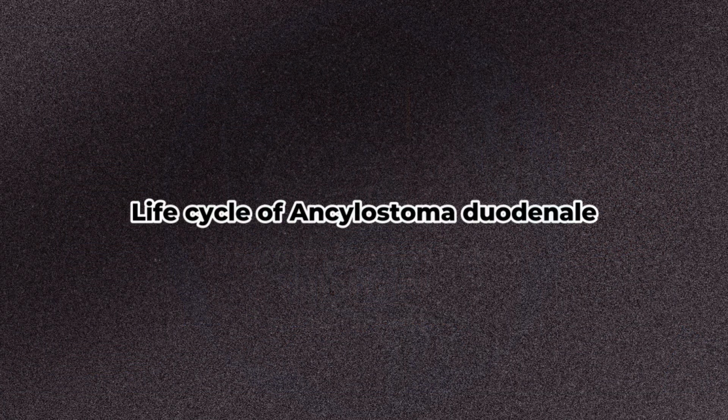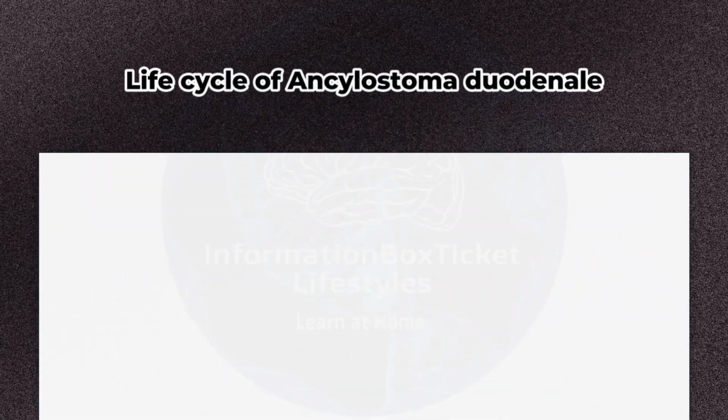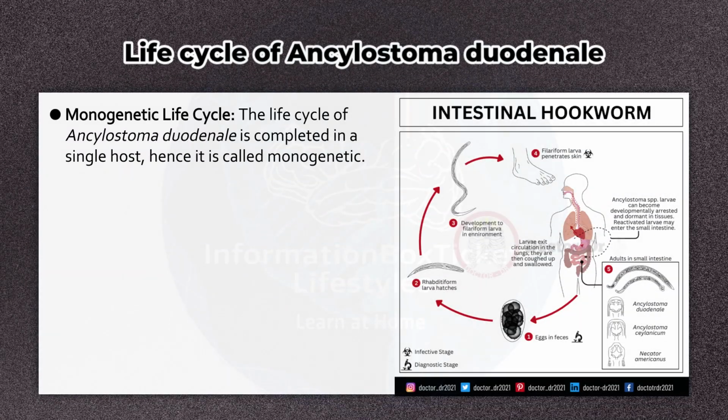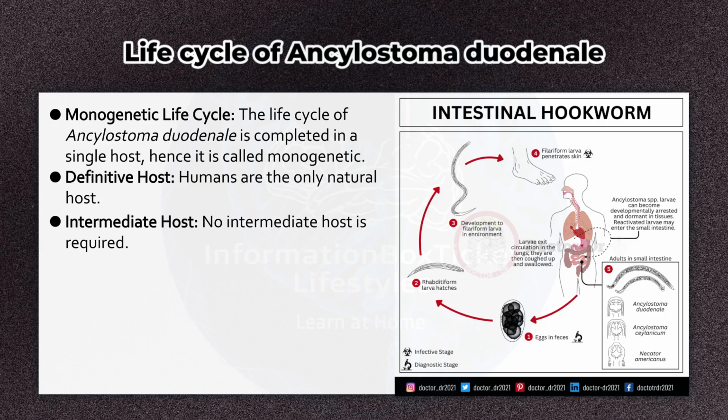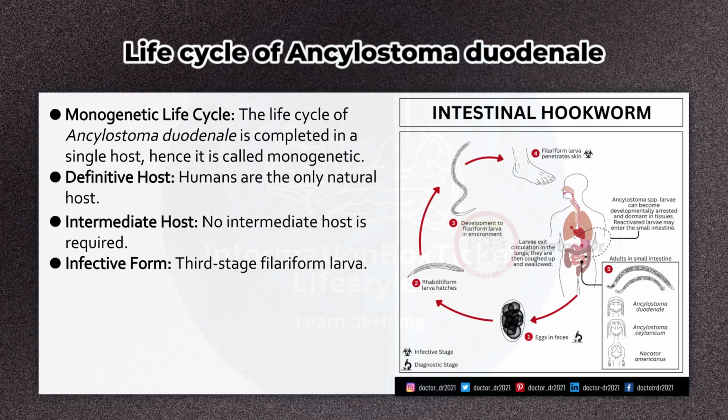Life cycle of Ancylostoma duodenale. Monogenetic life cycle. The life cycle of Ancylostoma duodenale is completed in a single host, hence it is called monogenetic. Definitive host: humans are the only natural host. Intermediate host: no intermediate host is required. Infective form: third stage filariform larva.